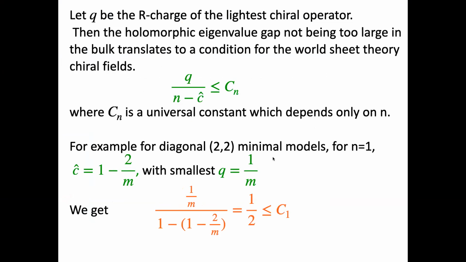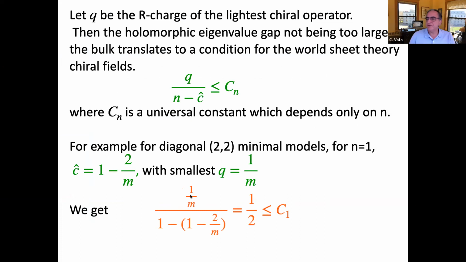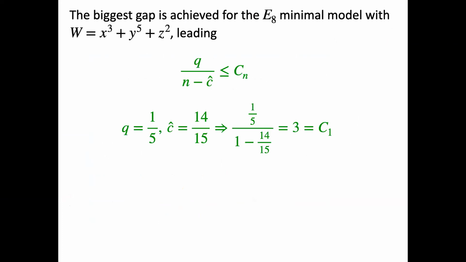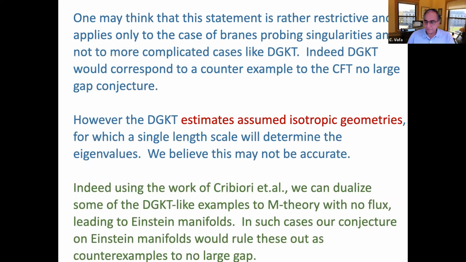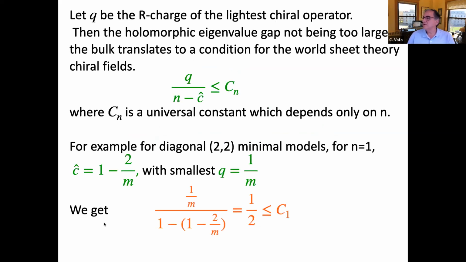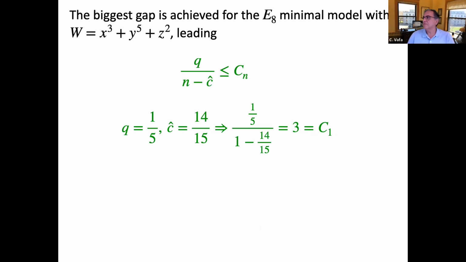Yes. So the answer to the question was that, of course, we get arbitrarily large eigenvalues. We're trying to make sure that there are also some light eigenvalues. So in fact, the biggest gap for the case of a minimal model is achieved not by the diagonal minimal model, but by the E8 minimal model, which is what we already mentioned. In that case, this coefficient becomes 3, which is bigger than this 1/2. So that's the highest one we can do.